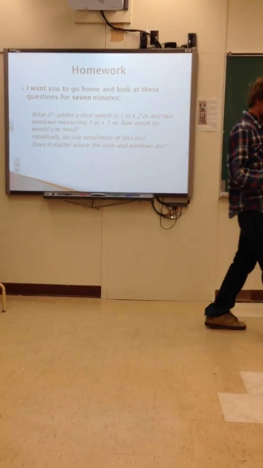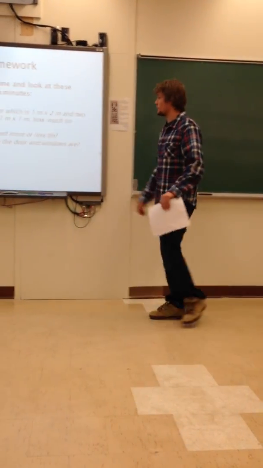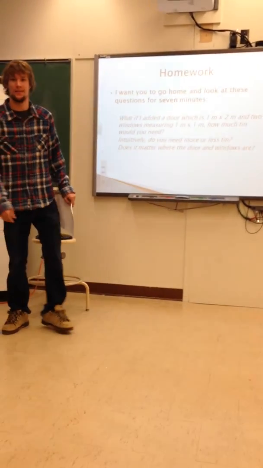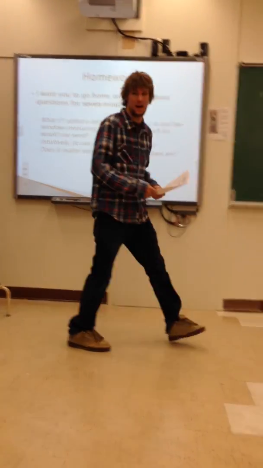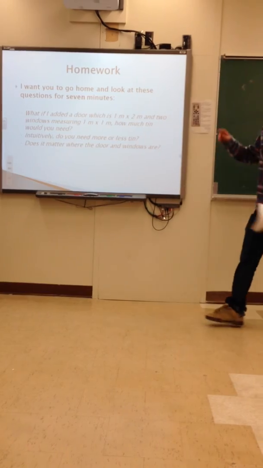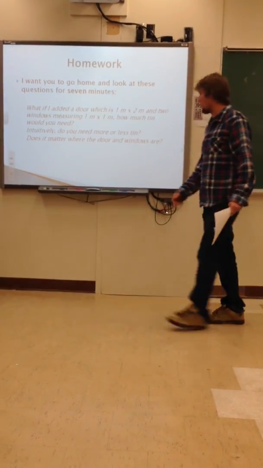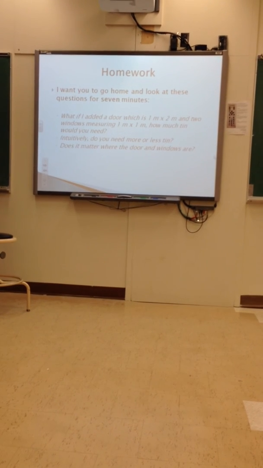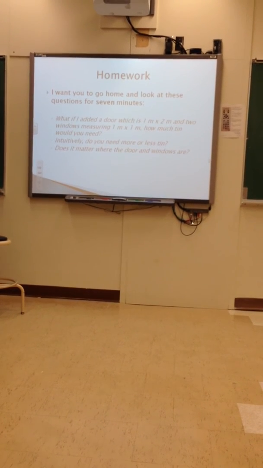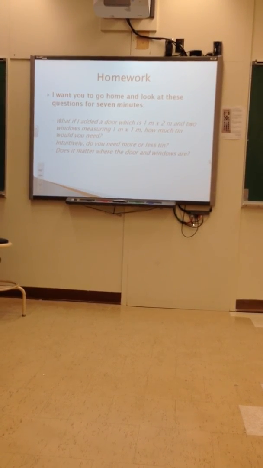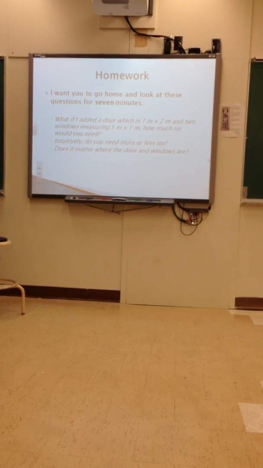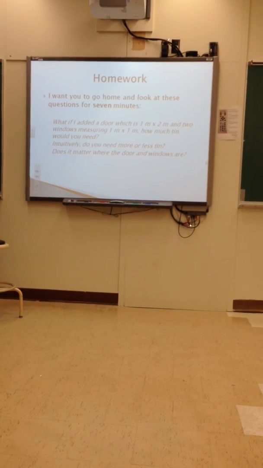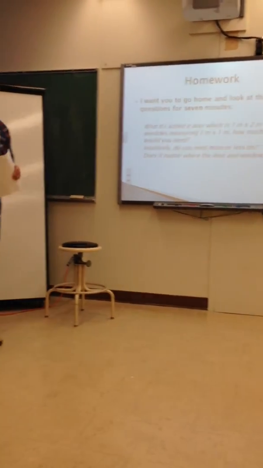Okay, class, so now, as for homework, I want you to go home and look at these questions for no more than 7 minutes. No more than 7. Set your timer. So, what if I added a door which is 1 meter by 2 meters and 2 windows measuring 1 meter by 1 meter. How much tin would you need? Intuitively, do you need more or less tin? Does it matter where the door and the windows are? Have a great evening.